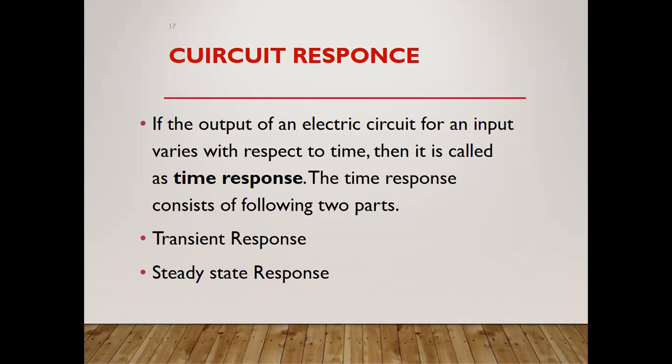If the output of any electrical circuit varies with respect to time as the input varies, that is the time response, and there are two types of time response: the transient response and the steady response. In the steady response there are no changes at all, even though the circuitry is on and we are interested in measuring the output, with no change with respect to time. Once the changes occur and we measure them, that is the transient.